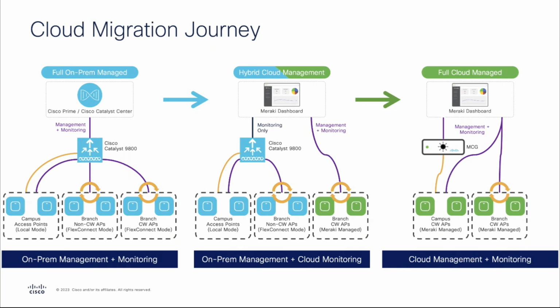The orange circles talk about the control plane. So in flex mode or in distributed mode that we have with Meraki, the control plane is between the APs, and that's going to remain the same.